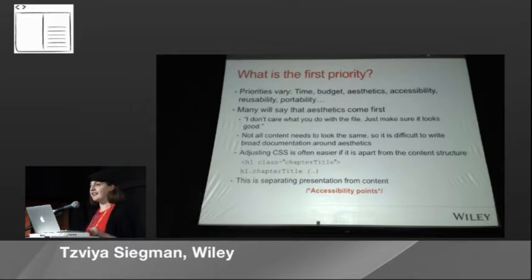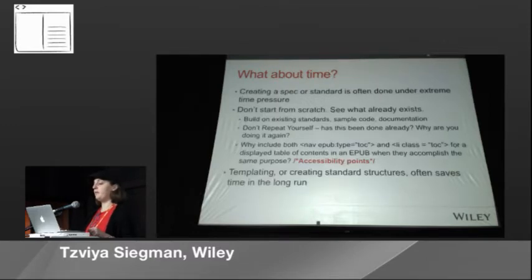The CSS or the aesthetics are going to have to change. So we're going to have to work on something that separates the content and the style, which is one of the guiding principles of accessibility. So right away, we've done something that embraces accessibility. So what about time, which we've already said is a guiding principle that we generally have to stick to? Usually, like I said, we're working under extreme time pressure.